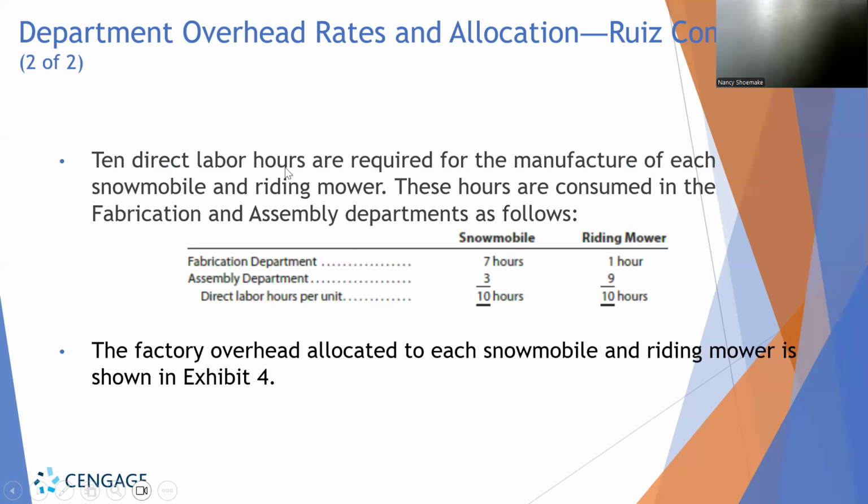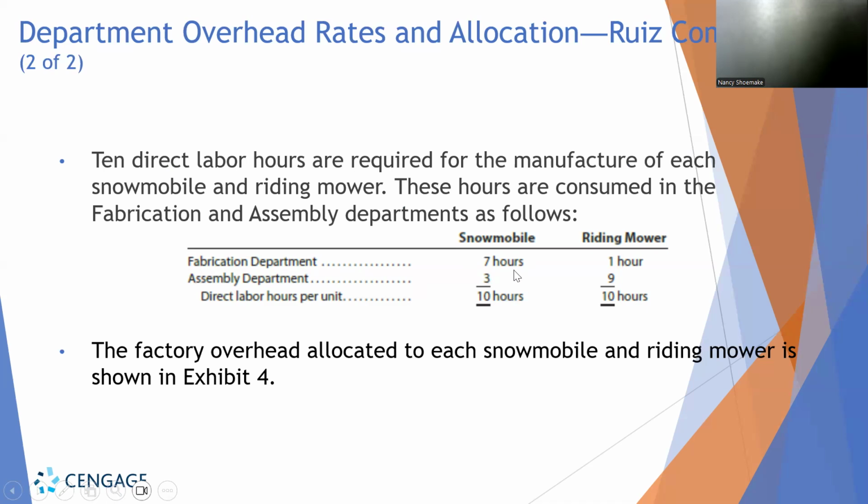So 10 direct labor hours are required for the manufacture of each the snowmobile and the riding lawnmower. These hours are consumed in the fabrication and assembly departments. Do you see here in the fabrication department, the snowmobile needs 7 hours? That's at $125 an hour. The riding lawnmower just needs 1 hour of fabrication.